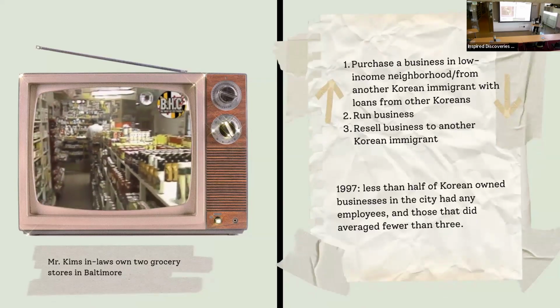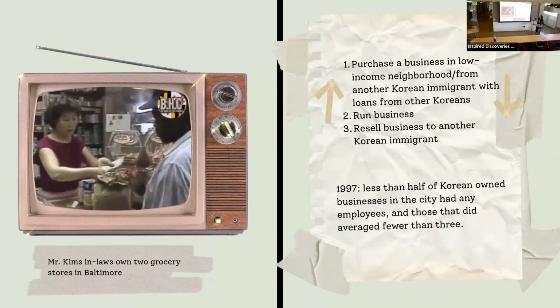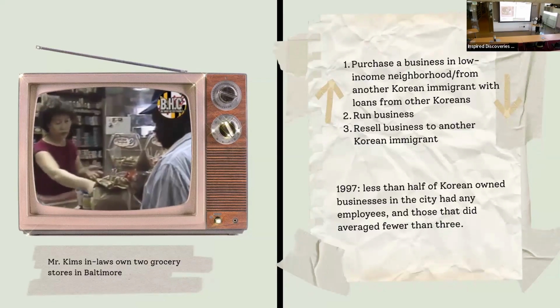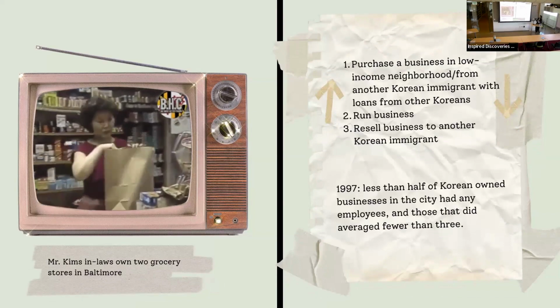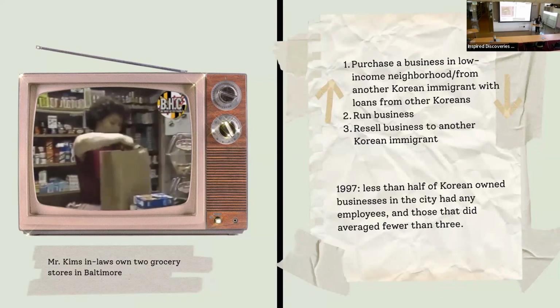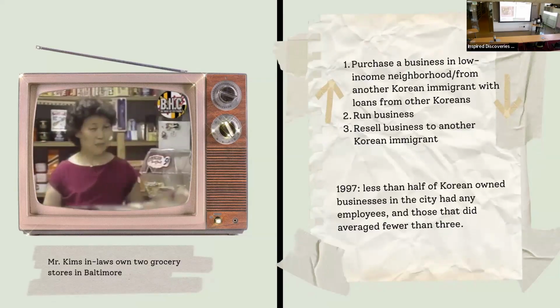Okay, yeah, this is what I was talking about. So the trajectory would be a lot of people would buy their business in a low-income neighborhood from another Korean immigrant, and that way they would take over the business, run the business, and resell it to another Korean immigrant.